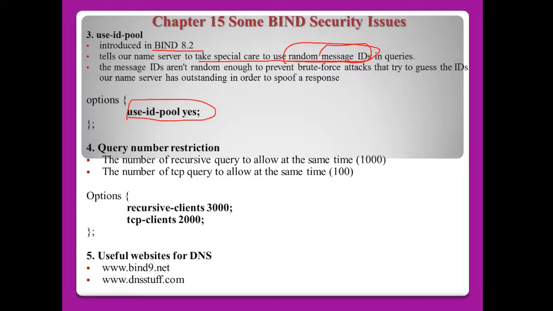And number four, query number restriction. Normally the default number of simultaneous recursive queries is 1000, and the number of TCP queries is normally 100. According to the situation of your name server, you can increase or decrease them. So recursive clients 3000 or TCP clients 2000, like this.